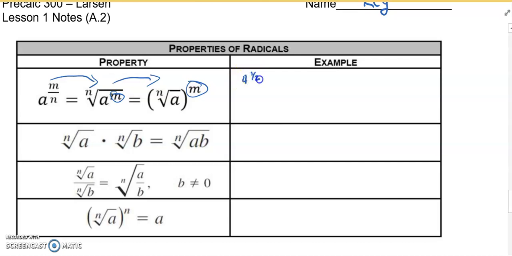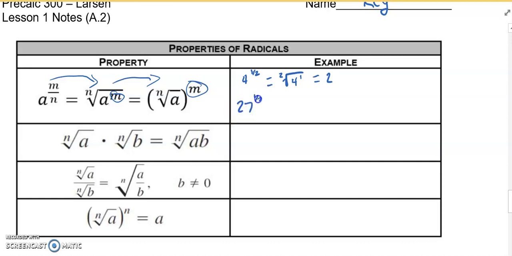4 to the 1/2. This is kind of like a basic one. 4 to the 1/2 is really the second root of 4 to the first power. Well, when we write second root, that's the square root. When we write first power, that's just 4, right? So the square root of 4 is equal to 2. So anytime you see the 1/2 power, that's really the square root.